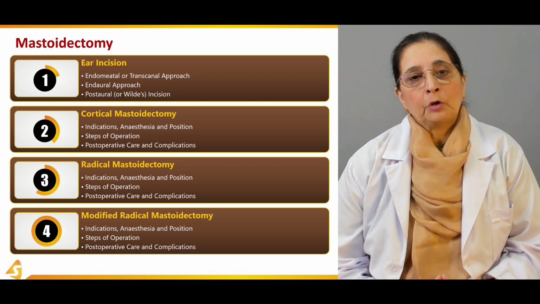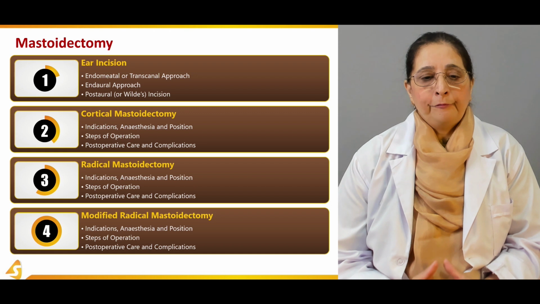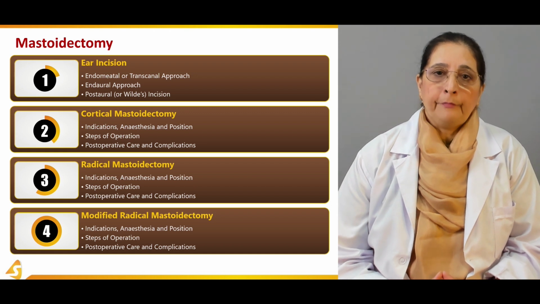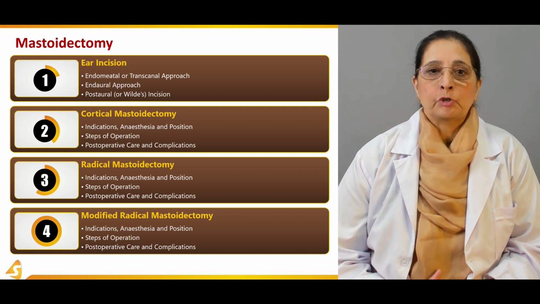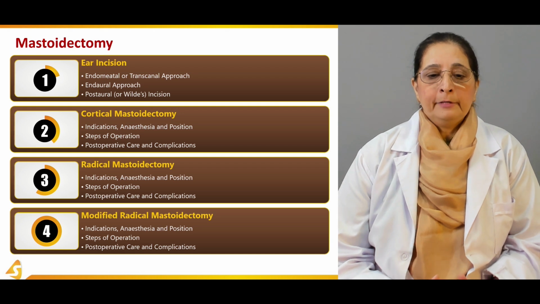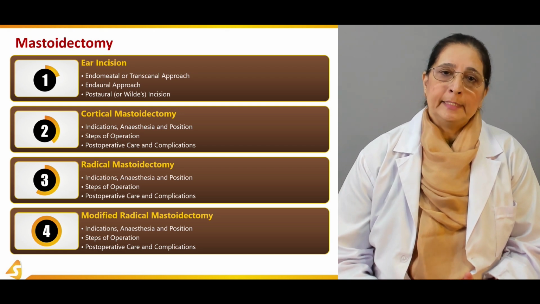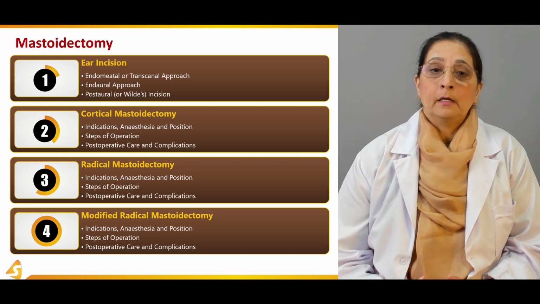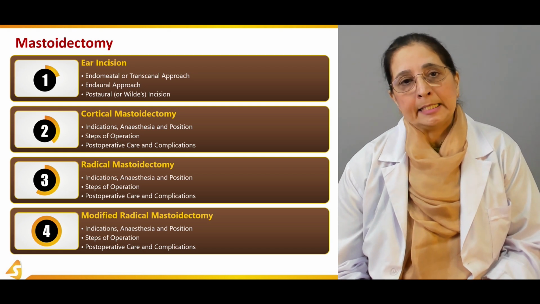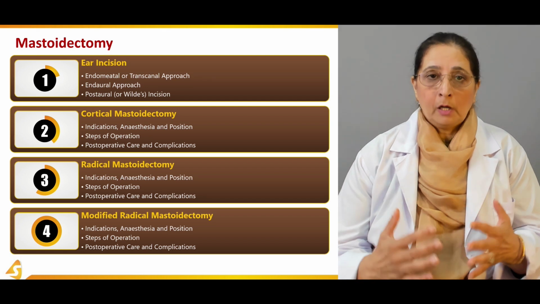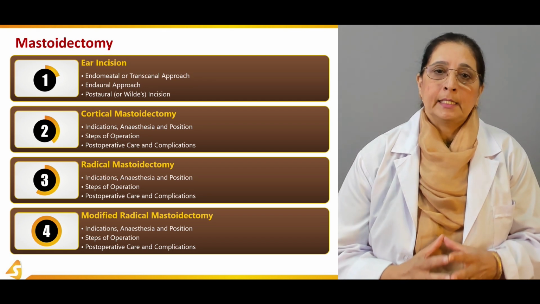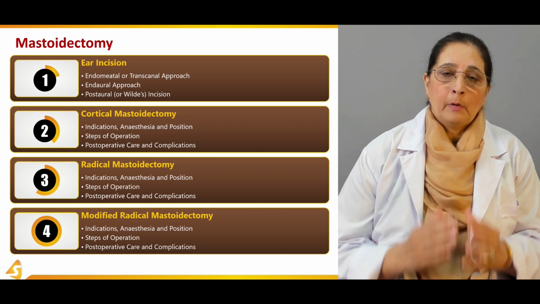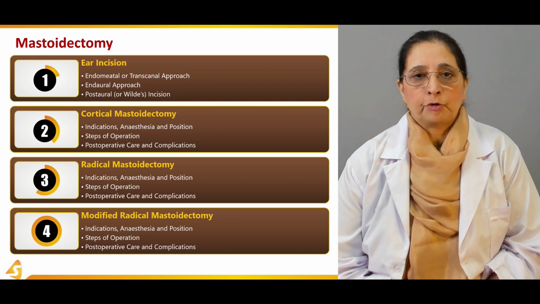post-operative care and complication, and the third type is modified radical mastoidectomy, in which we will again talk about the steps of operation, post-operative care, complications, anesthesia, indication. All these things will be discussed again for the modified radical mastoidectomy.